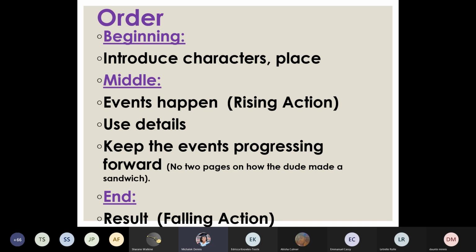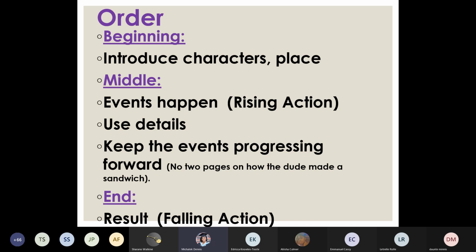All right, so you know that a personal narrative has an order that you must adhere to at the end of the day. You have the beginning, you have the middle, and you have the end. Every story must have a beginning, a middle, and an end.